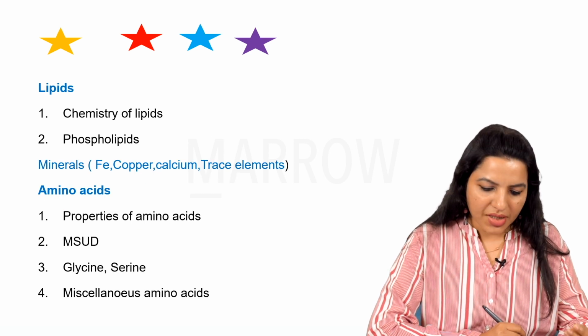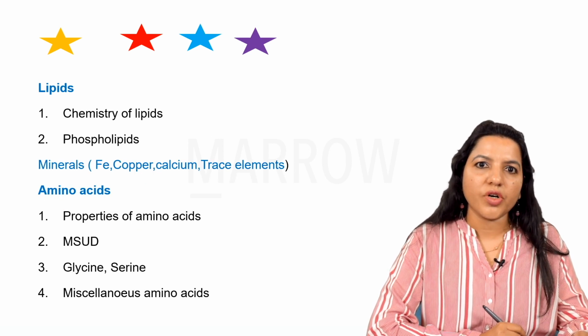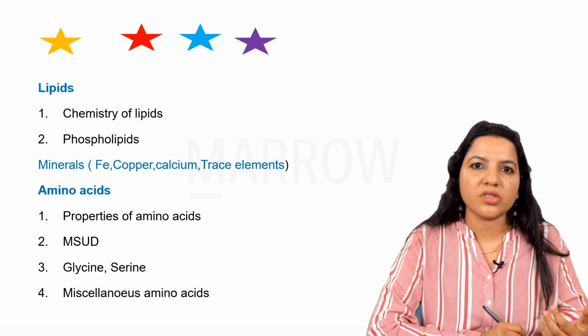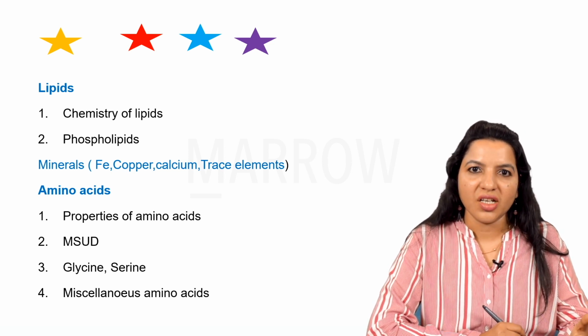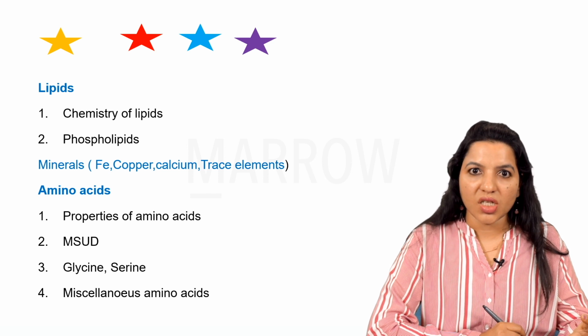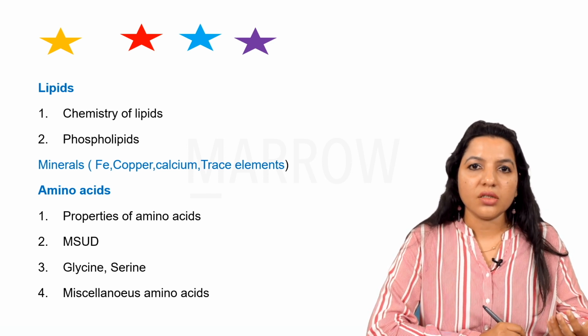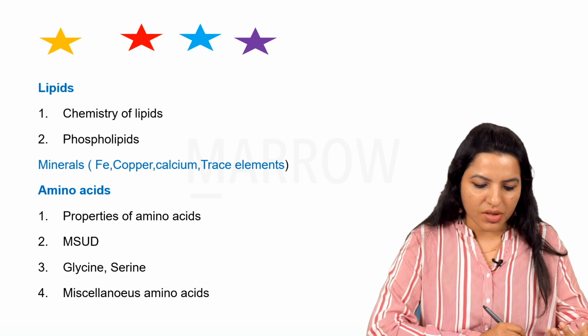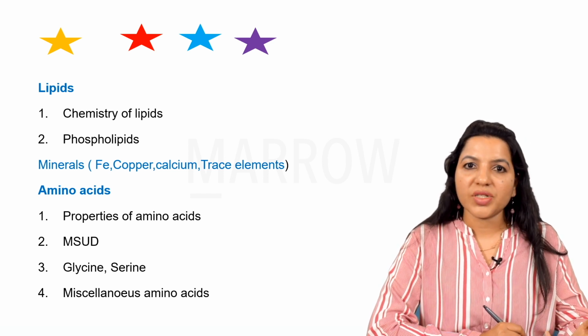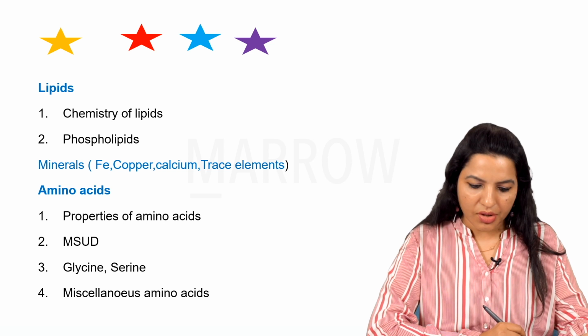Then in the chemistry of lipids, most importantly, the richest source of DHA; a low level of DHA is associated with trans fatty acids. All these are important in the chemistry of lipids. Then phospholipids, like lecithin, is a very important topic.